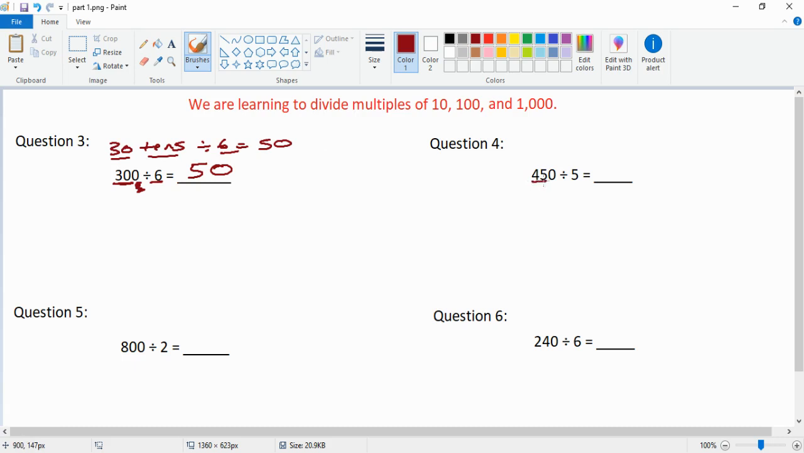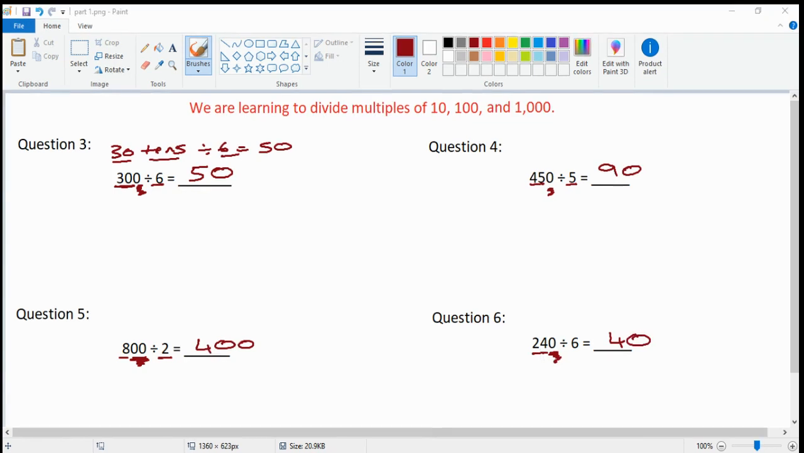Question 4. 45 divided by 5 is 9. With 1 zero we didn't use, add it back in. 800 divided by 2. Well, 8 divided by 2 is 4. There's 2 zeros I didn't use, add those back in. Question 6. 24 divided by 6 is 4. There's 1 zero I didn't use, add that back in. The answer is 40.